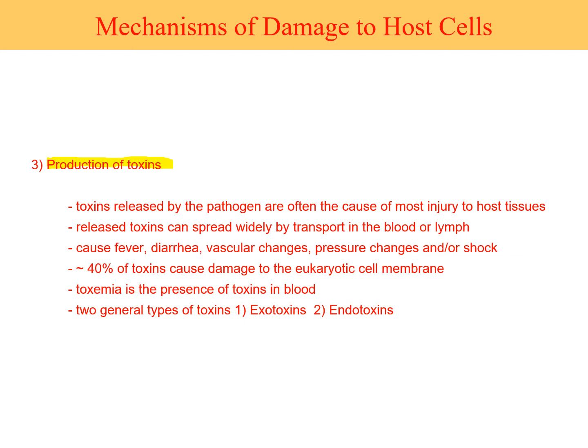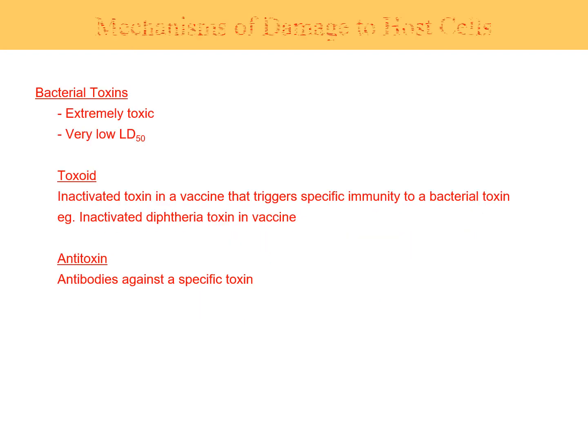There are exotoxins, which are produced by gram-positive organisms, a few gram-negatives, but the vast majority are from gram-positives, and endotoxins, which are produced by gram-negatives, in that they're not secreted like exotoxins, but form part of the cell wall of gram-negative organisms. Bacterial toxins have a very low LD50, a really low 50% lethal dose, a dose that will kill 50% of an experimental group of animals.